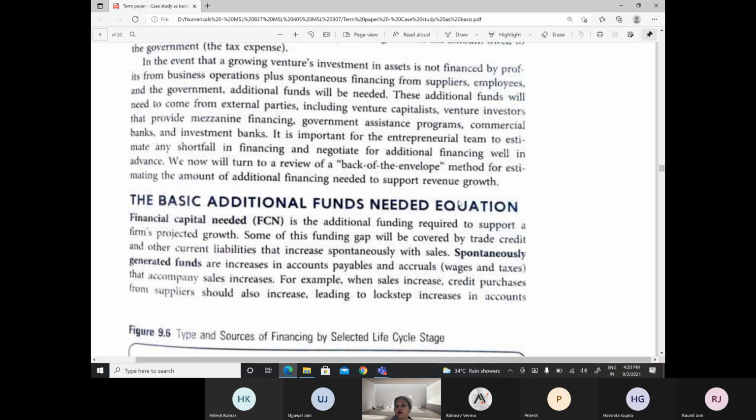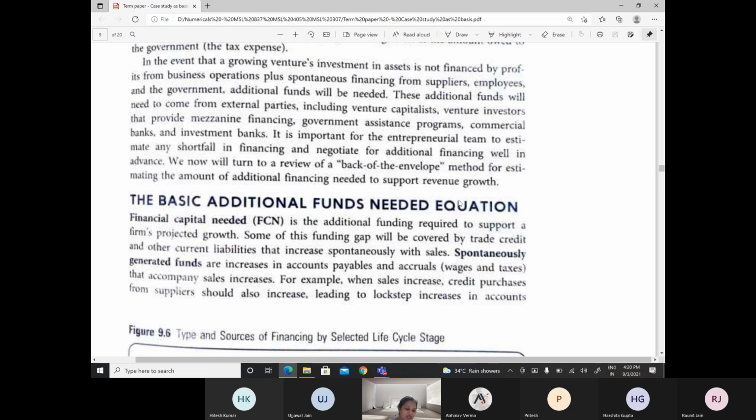It is important for the entrepreneurial team to estimate any shortfall in financing and negotiate for additional financing well in advance. We will now turn to a review of the back of the envelope method for estimating the amount of additional financing needed to support revenue growth.